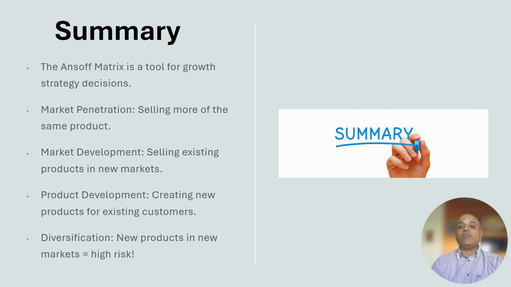Third, product development. In this case, the company creates new products for its current customers. Think of Apple launching AirPods, a brand new product for the same loyal customer base. Fourth, diversification. This is the highest risk strategy because it involves launching a new product in a new market. A good example is Tesla moving from electric cars to solar panels, a totally new industry for them.